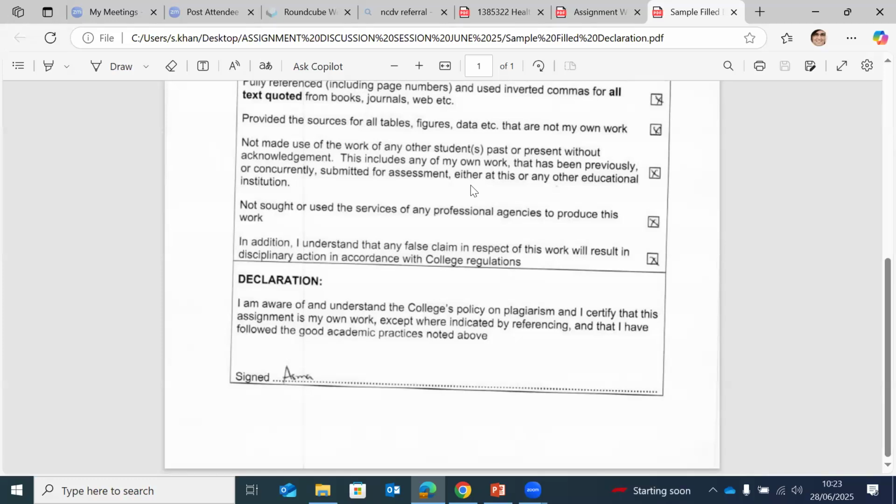You've not sought or used the services of any professional agencies to produce this work. So you've done it all yourself. It's your own work. And then you understand that any false claim in respect of the work will result in disciplinary action in accordance with the college's regulations. And I've just gone through the college's malpractice and maladministration policy and procedure that you have said you have signed to, and here you declare and sign that you understood the college's policy on plagiarism, and that you certify that the assignment is your own work, except where you've referenced and where you've followed good academic practice.